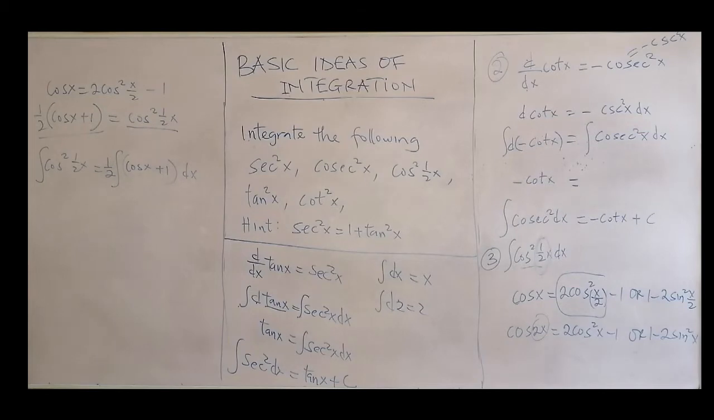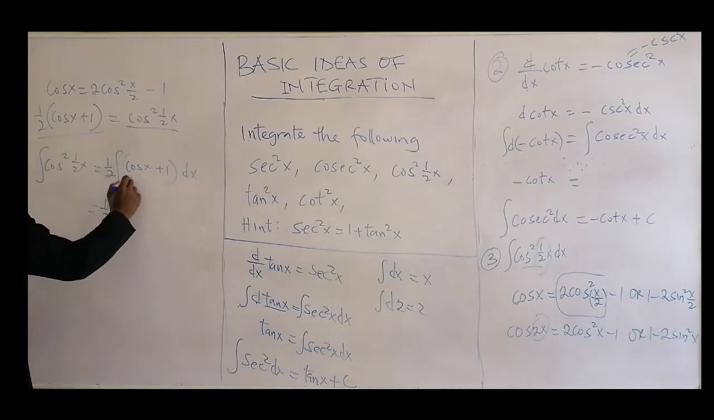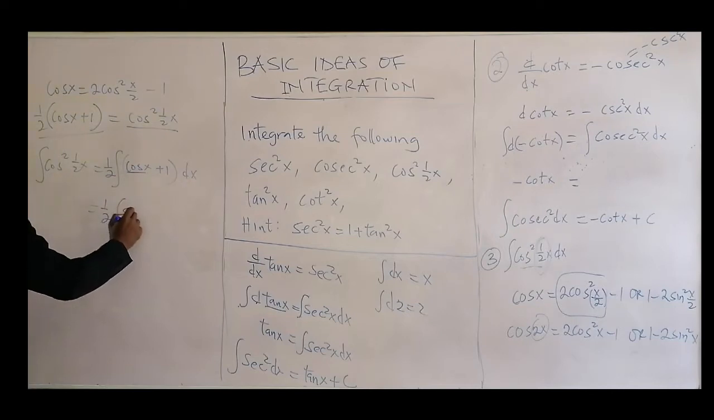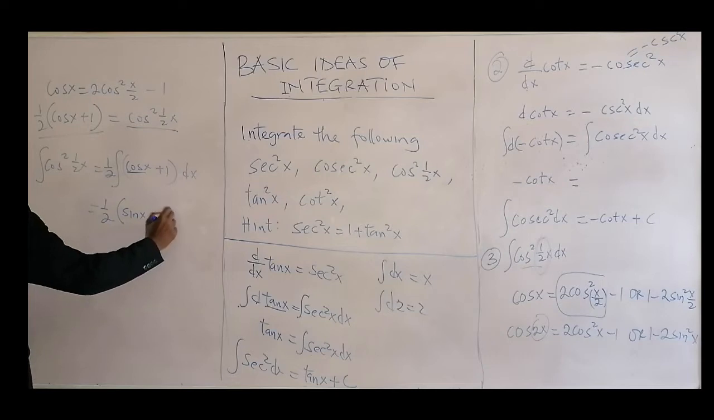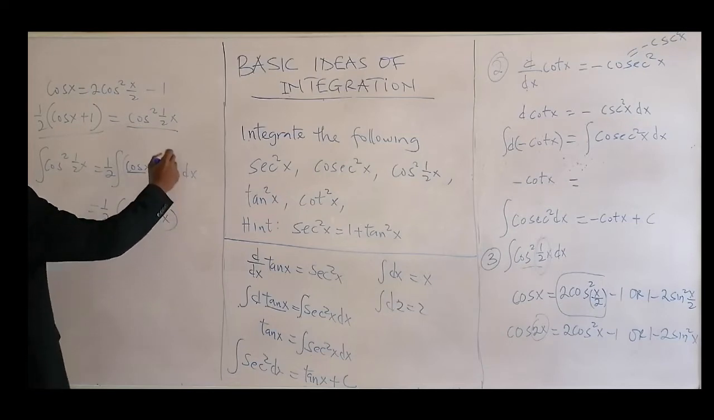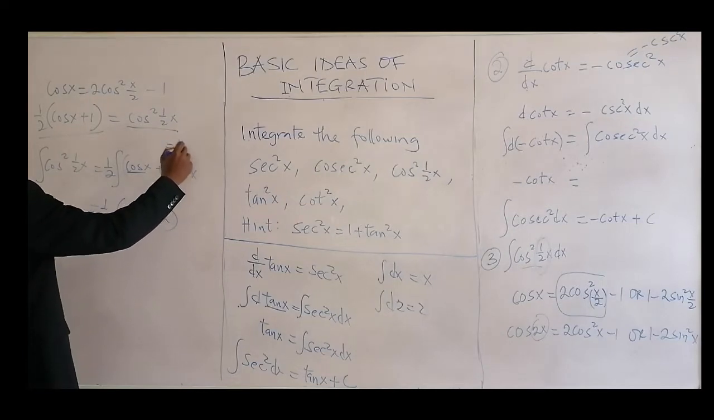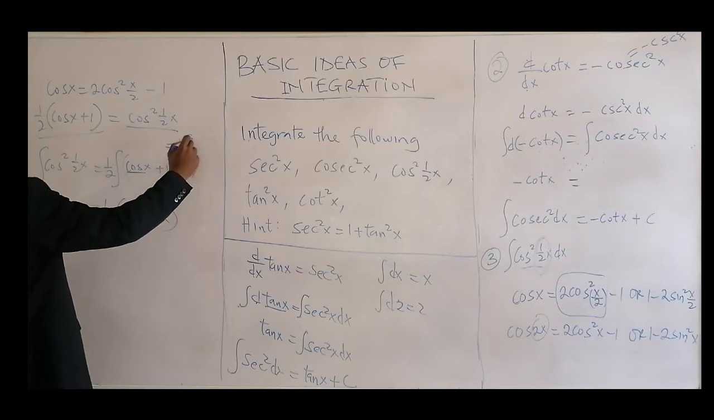And that will give me half into brackets. The integral of cos is sine. The integral of 1 is x. So what this means is half into brackets.